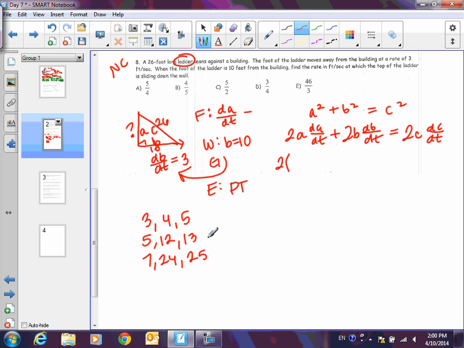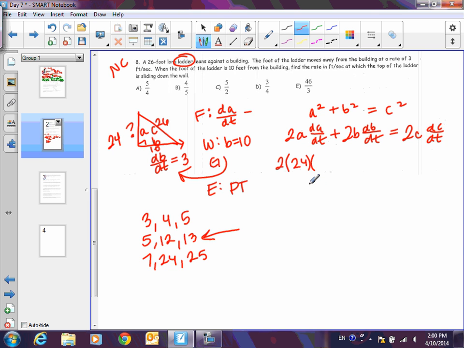All right, but which of these triples do you see? 5. Yeah. So 5 times 2 is 10, 13 the hypotenuse times 2, so 12 times 2, that would give you the missing side. All right, so we need to do 24.